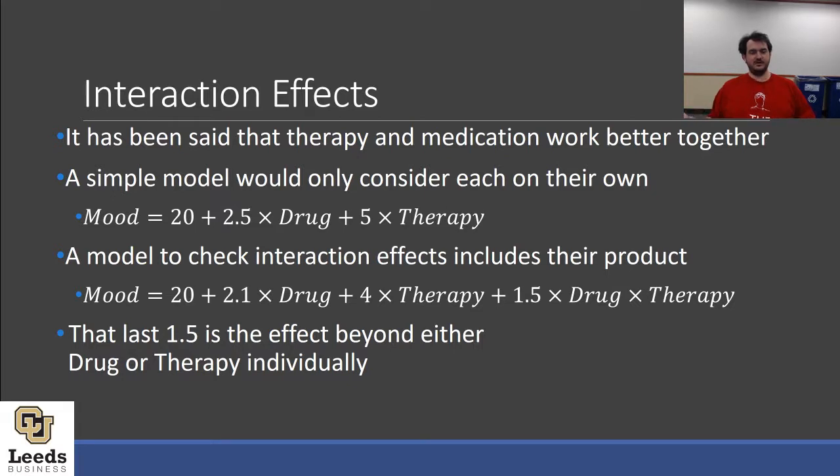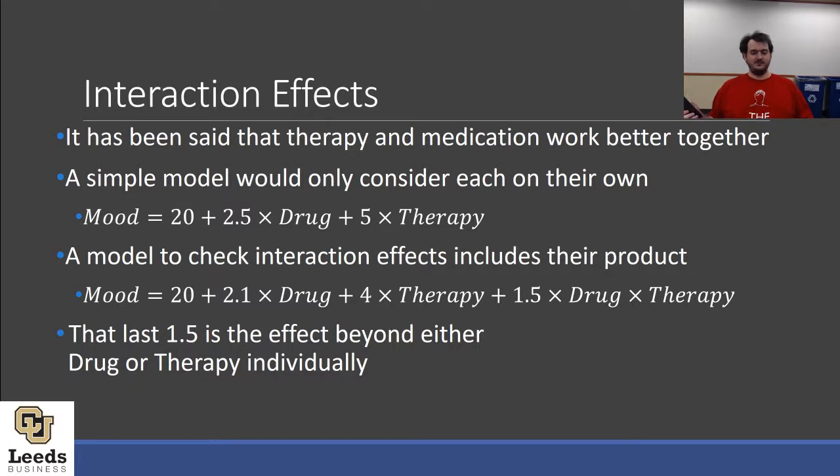So, let's go over an example of an interaction effect. It's been said that therapy and medication work better together than either would on their own. If you have a simple model without an interaction effect, you can get something like mood is equal to 20 plus 2.5 times drug plus 5 times therapy. So, the more of a drug you take, the better your mood is. The more therapy you do, the better your mood is. I would assume that both of these are coded as 0, 1, or something like that, instead of just scaling freely.